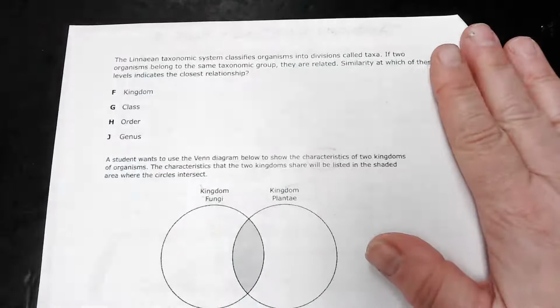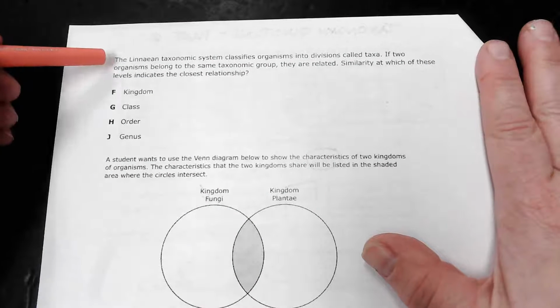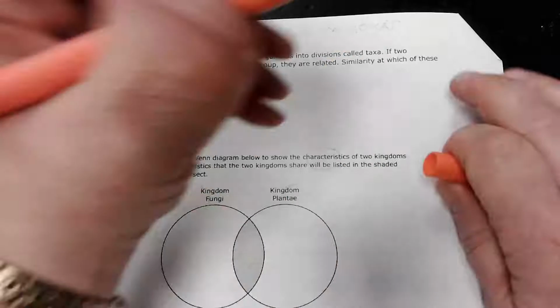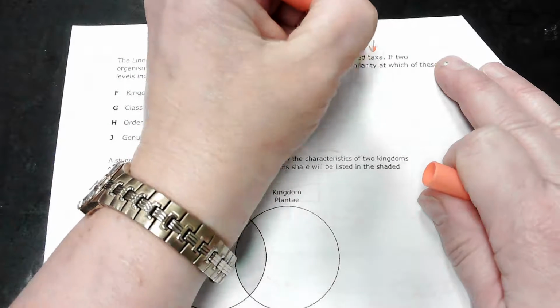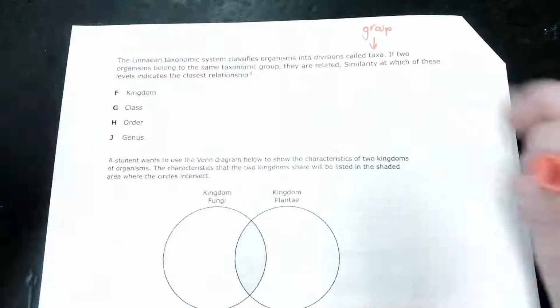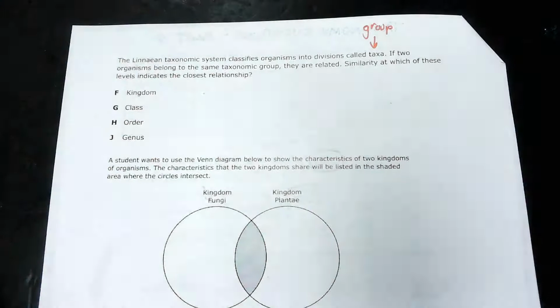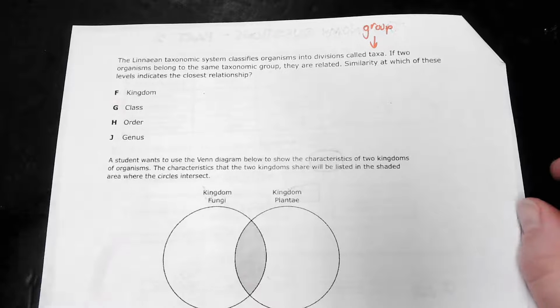All right. Looking over here. On this question, the Linnaean system classifies organisms into divisions called taxa. Remember, taxa is nothing more complicated than a group. If two organisms belong to the same taxonomic group, they are related. Similarity at which of these levels indicates the closest relationship?